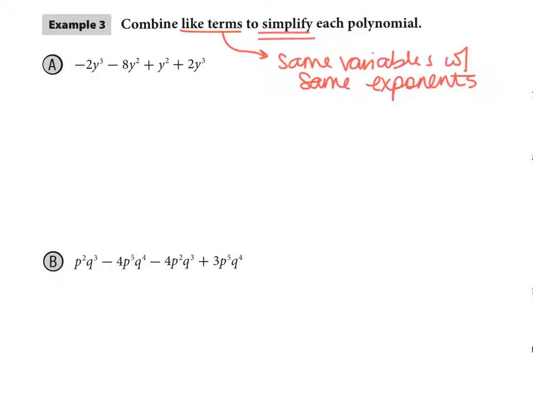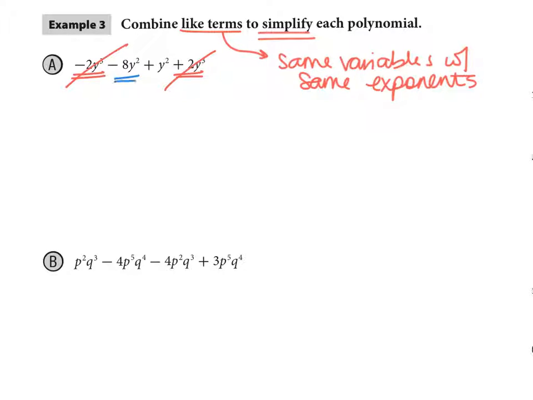So on A here, even though they're all y's, even though every single one of these terms, one of these pieces has a y, I only care about the ones that have the exact same exponents. So I have 2 terms that have y to the third, which means I can combine those. And when I combine, I'm adding. So that's negative 2 plus 2. Well, really, those are going to cancel each other out. That's kind of a weird case, but they do cancel each other out.